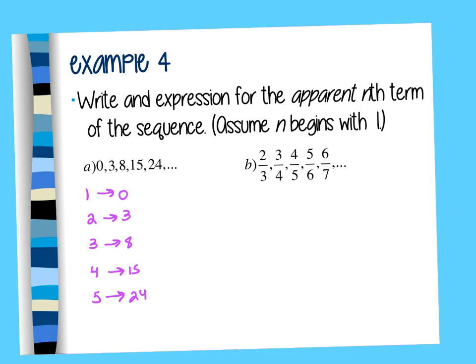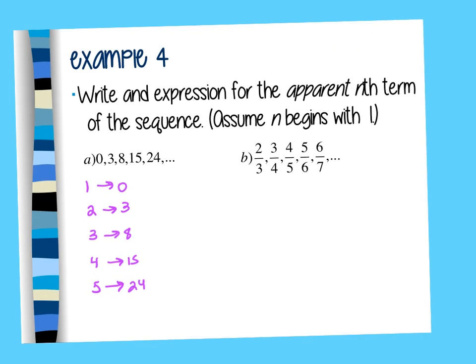So let's see if that works. If I take whatever the number is, square it, and subtract 1, for the first one, I'd get 1 minus 1, which is 0, and that works. 2 squared minus 1, that's 4 minus 1, that's 3, that works. 3 squared is 9, 9 minus 1 is 8, that works. 4 squared, 16 minus 1 is 15, that works. And 5 squared minus 1 is 24. So that works, right? So our pattern is n was squared, and then we subtracted 1. So a sub n would equal n squared minus 1. I think that's the only one that works for this one.